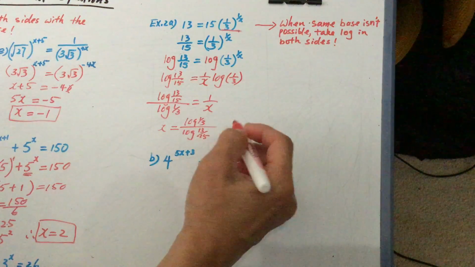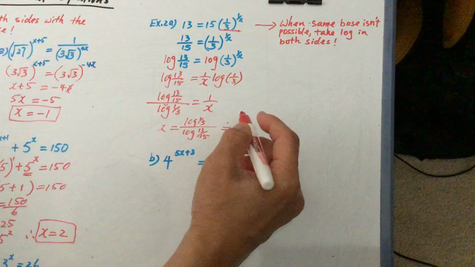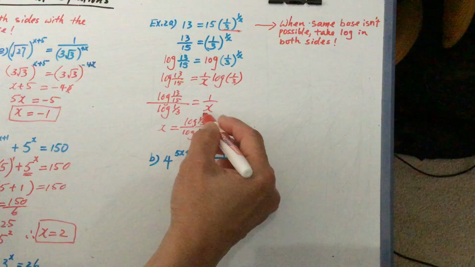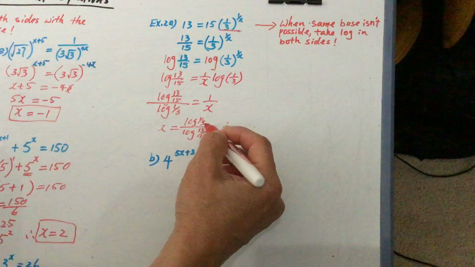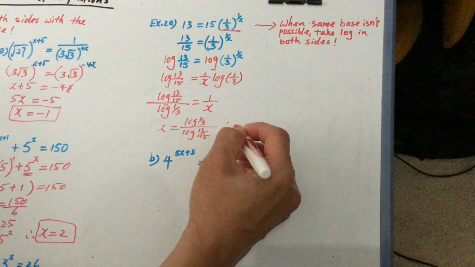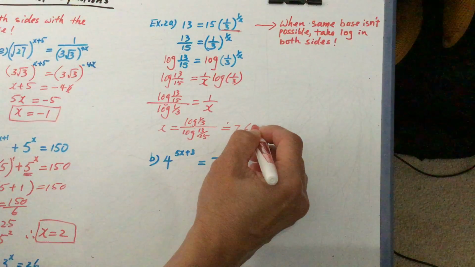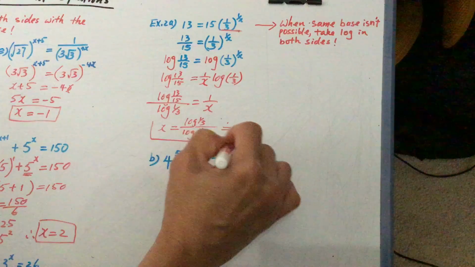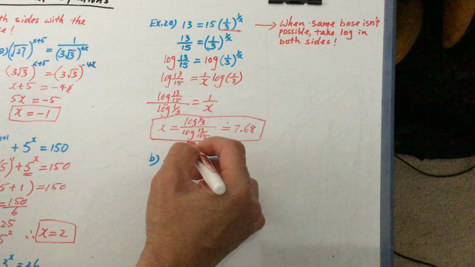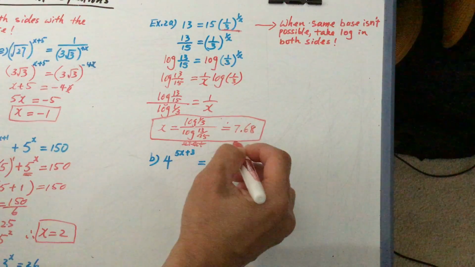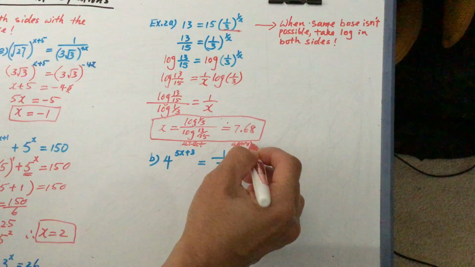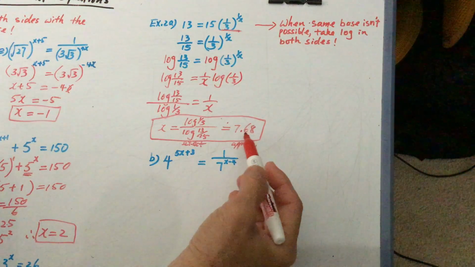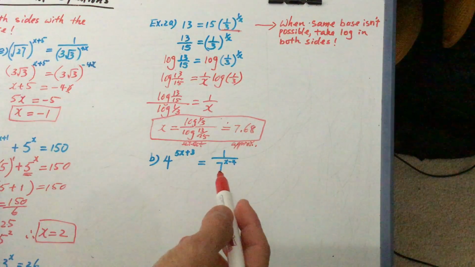So this is the exact form, but if you need to turn this into approximate form, you can use your calculator, taking the log of 1/3 divided by the log of bracket 13 divided by 15, and you will get approximately 7.68. Okay, so this is going to be the final answer, one in exact form and one in approximate form. It depends on the question. If it doesn't ask for a specific form, then I would just leave it in exact form, usually.